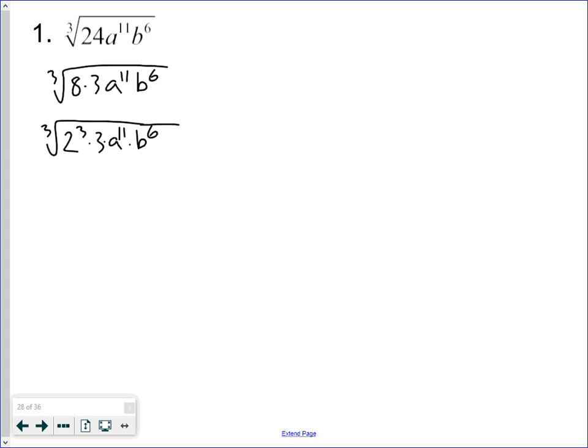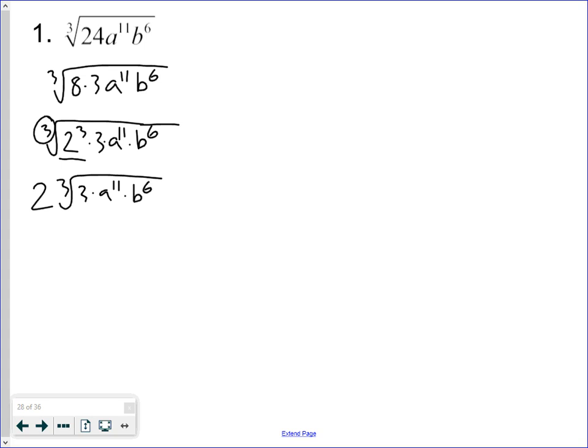So from here, there's 2 ways to go about it. We can use the root property rules that we learned in 12.2, or we can just look for the groups of 3 that we can take out. We're taking a cube root, so we're looking for groups of 3s of the same term to take out. Here we have 3 2's, so we can take out one group of 2's. We have one 2 on the outside, and we're left with the cube root of 3 times a to the 11 times b to the 6th.